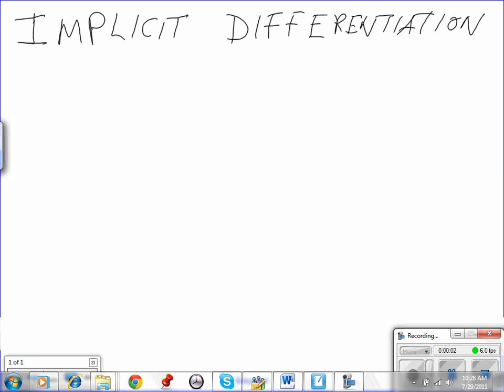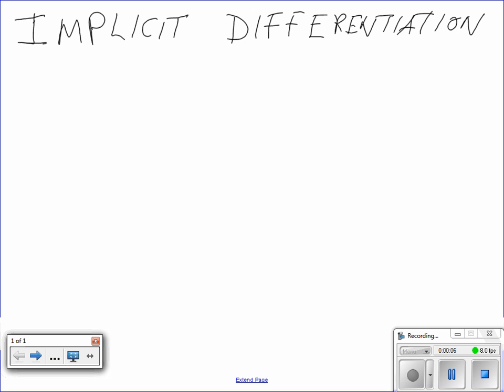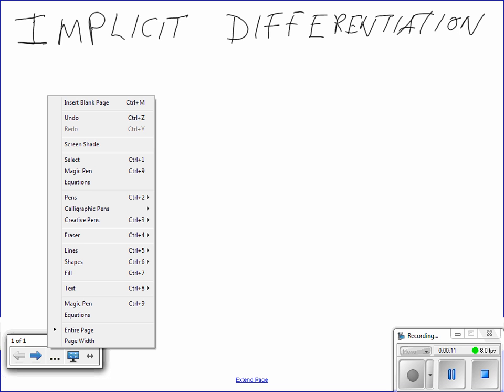Welcome back to our study of differentiation. And today's topic, we're going to be talking about implicit differentiation.